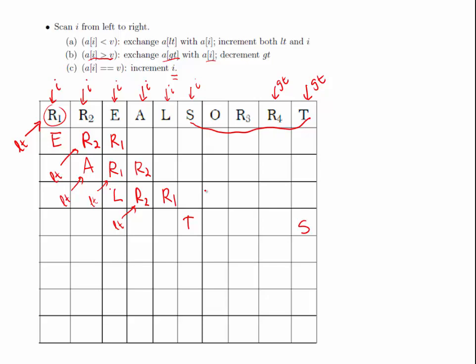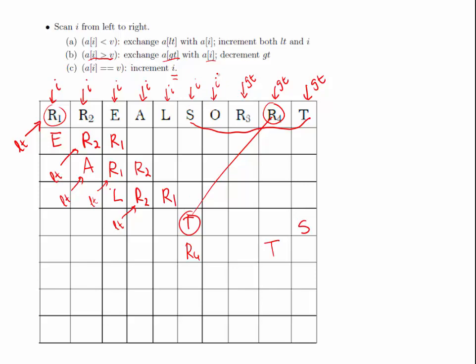At this point, you look at a of i, which is T, which is greater than the pivot. So this means that we have this condition, so we have to swap a of i and the pivot. So the R4, in other words, these two are going to be swapped. And therefore R4 comes there and the T comes here. And the gt gets decremented. At this point, gt is pointing to R3, i is pointing to R4. Because a of i is equal to the pivot, i is going to move forward.